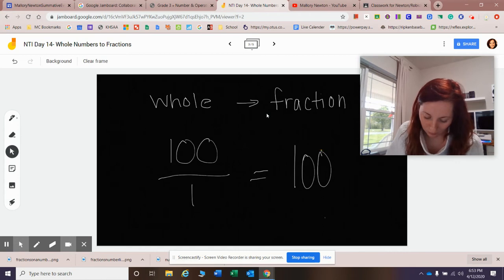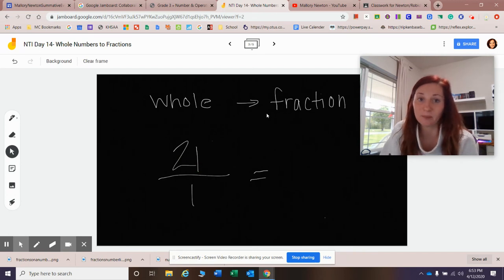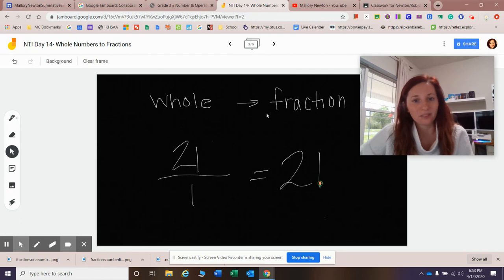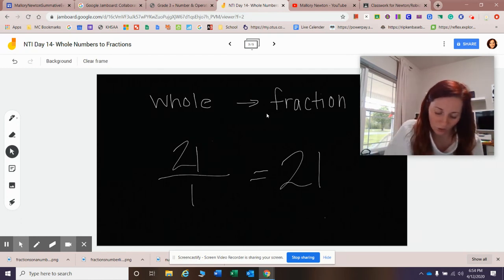My favorite number is 21. So if I put 21 over 1, it gets me the whole number of 21. See that? Let's look at a fraction to a whole number.